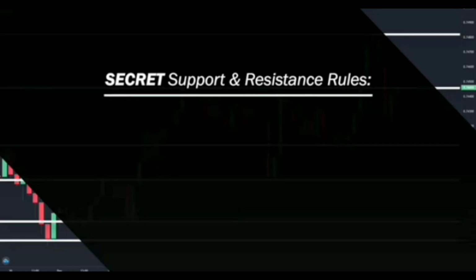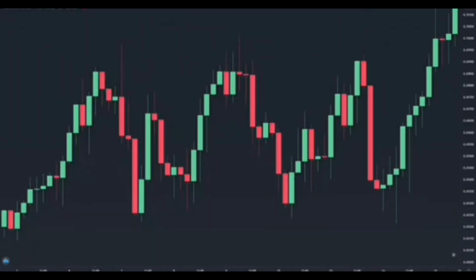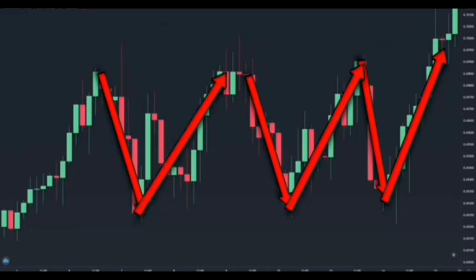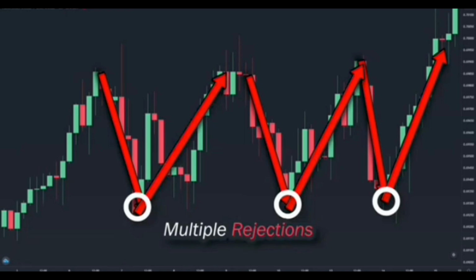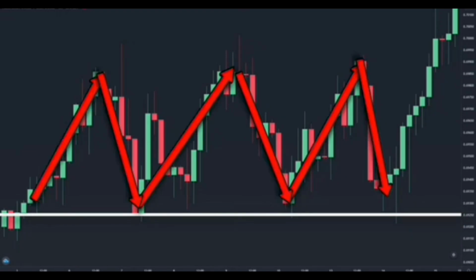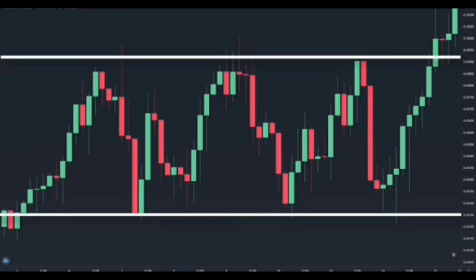So, the first criteria that validates a level of support and resistance is multiple rejections. Let me show you what I mean. So in this chart, we can see that prices went down to this level 3 times before reversing back up, giving us multiple rejections. And so we can draw a support line here. And you can also see this happening on the top. Every time prices went up to this level, it reverses downwards. You can see this happening multiple times on 3 different occasions. So we can draw a resistance line here.